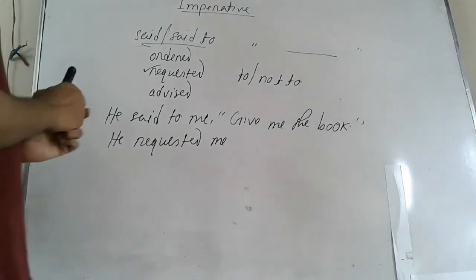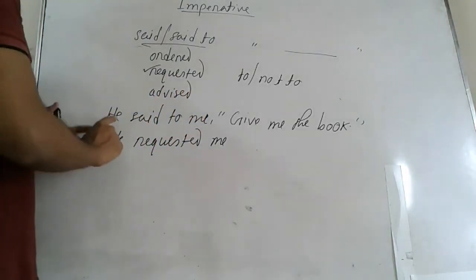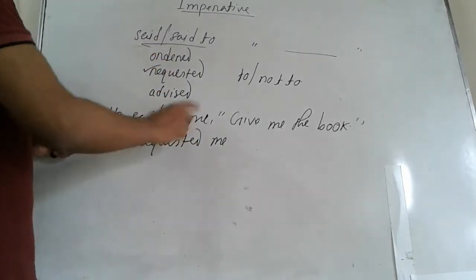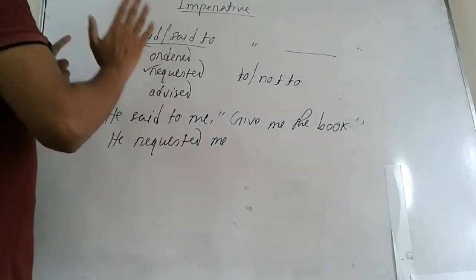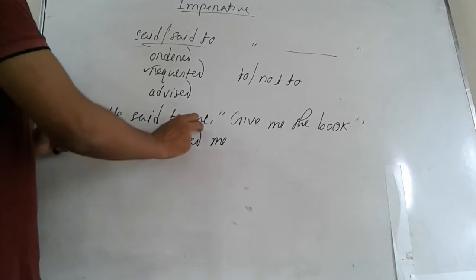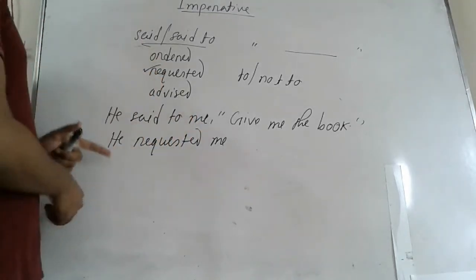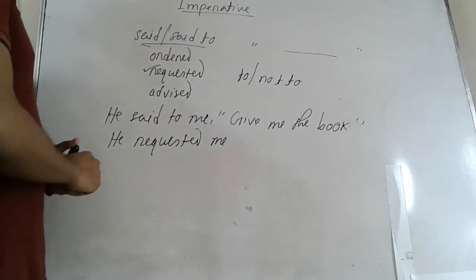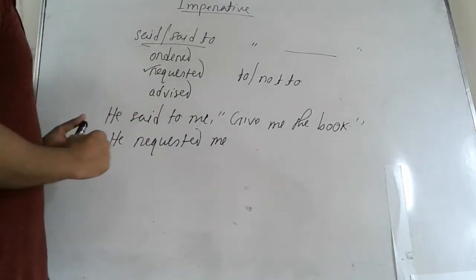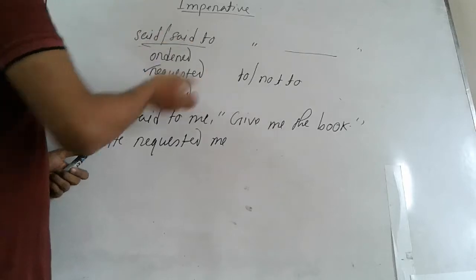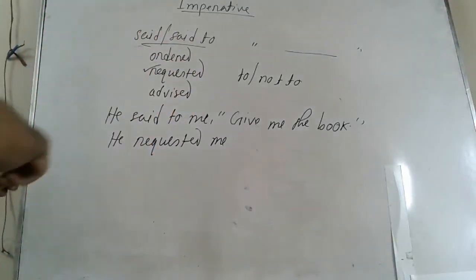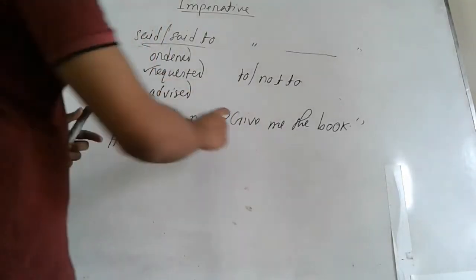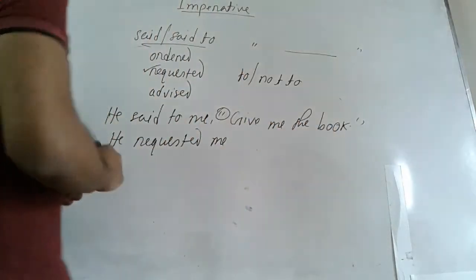But suppose your reporting speech is like this: the student said to the teacher, then the speaker is inferior to the listener, so we should use requested. But if the reporting speech is like this, the teacher said to the student, here the speaker is superior, that's why we should use ordered. But as he and me are not indicating anything superior or inferior, we should use the most polite one, that is requested. So he requested me. Now in the place of inverted comma, we should take either to or not to. As our sentence here is in affirmative sense, we should take to.